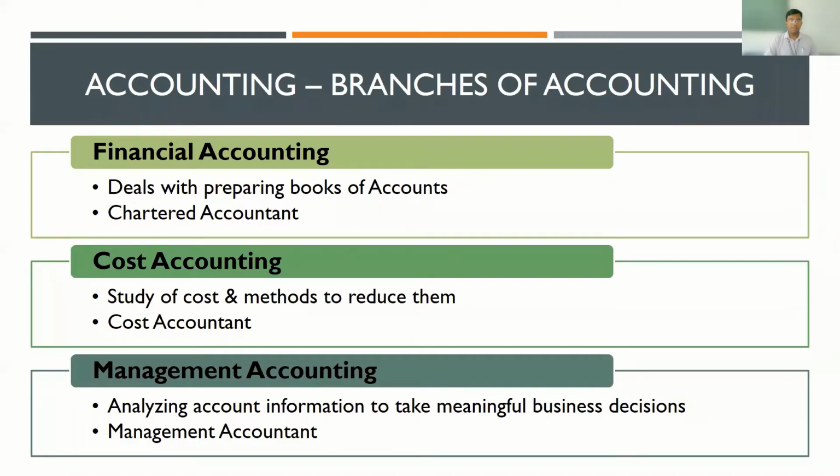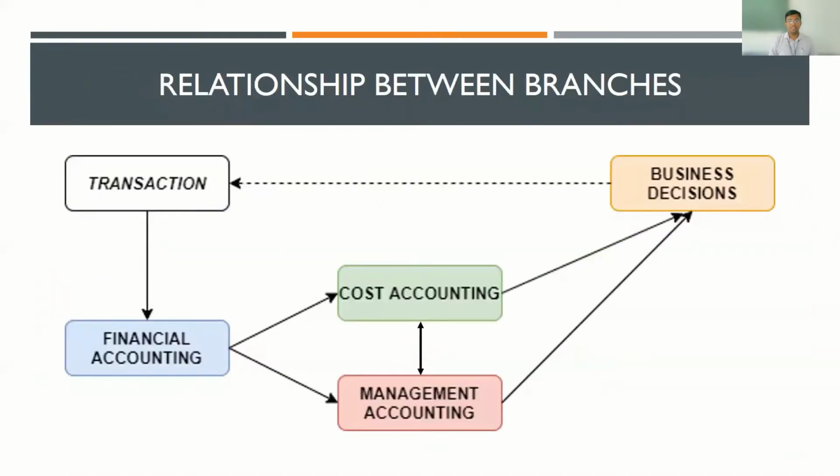Now, moving on, the next topic that we will be discussing is the relationship between the three branches of accounting. Here we will be focusing on how these three branches of accounting are interrelated. It all starts with a transaction. We know that a transaction is the exchange of goods and services between the buyer and the seller. As soon as a transaction takes place between the buyer and the seller, the financial accounting division is responsible for maintaining the books of accounts.